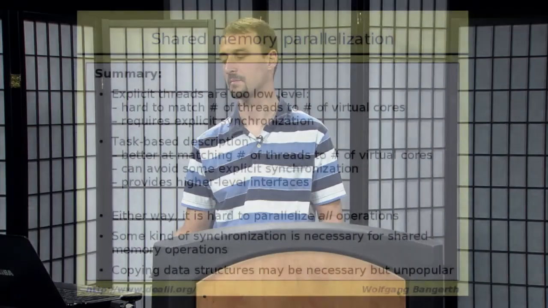So to sum this up, what you will find is that explicit threads are sort of a clumsy way of doing things. It's how we did it until a few years ago, because that's all that was available. But ultimately, threads are too hard to manage, and it's a lot easier if we use tasks. If we use tasks, the scheduler can do a lot of the work that we need to do. We can avoid some of the explicit synchronization, and it provides a higher level interface.